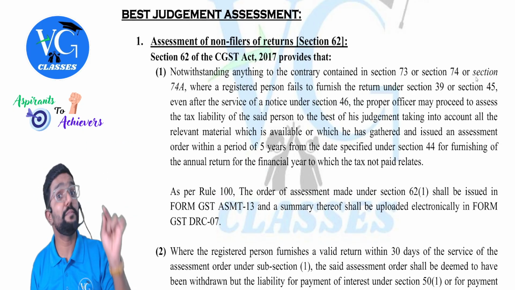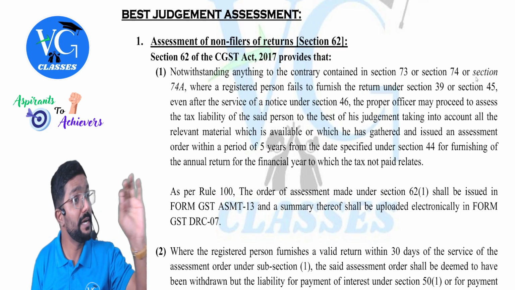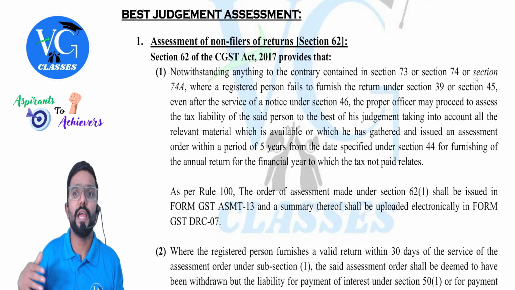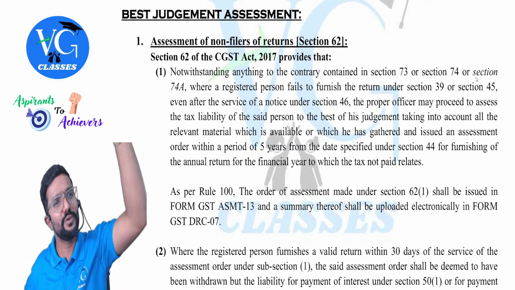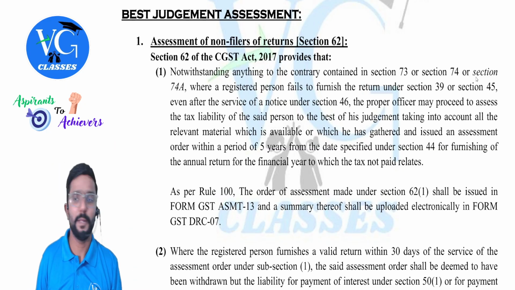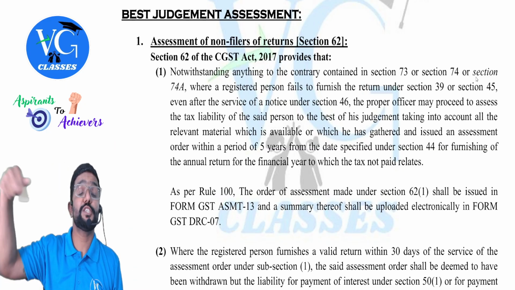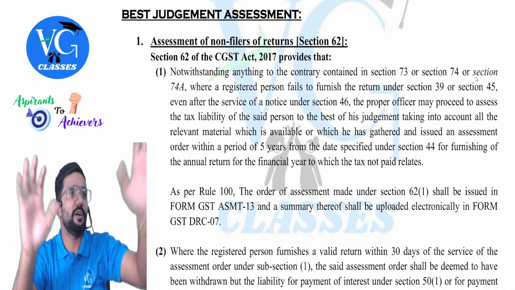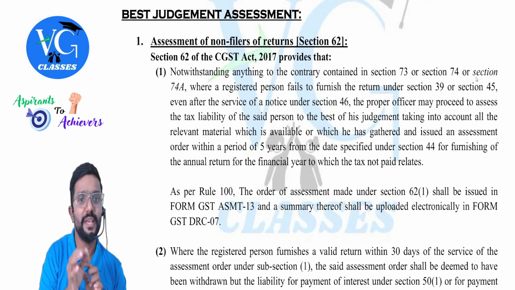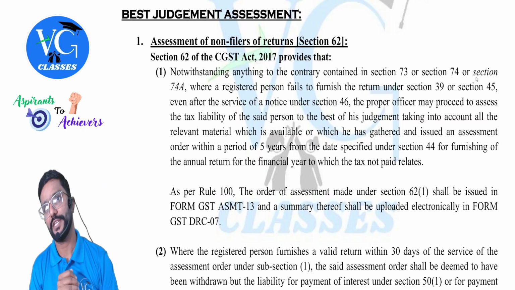Correct, because that might not be exactly 100% accurate, because I would have done, assume, a number of transactions. Will the proper officer know each and everything? May not. So based on the information available with him, to the best of his knowledge, he will pass an order, which is called best judgment assessment.